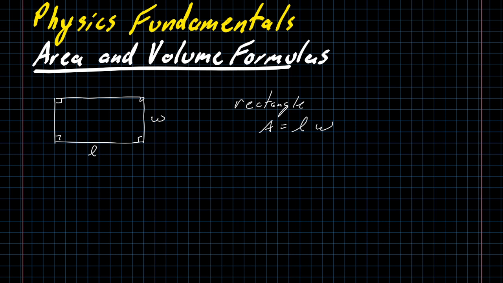A special case of a rectangle is a square, which not only has all four sides being right angles, but also all four sides having the exact same length. We generally call that the side length S. And so for a square, the area is just, well, it's the same formula as a rectangle, length times width, but it's S times S, and S times S simplifies and can be written as S squared.